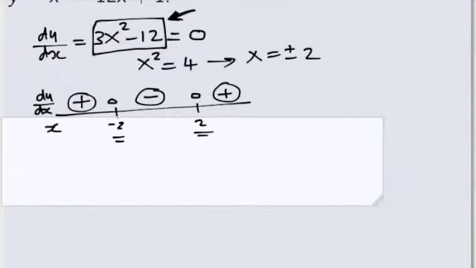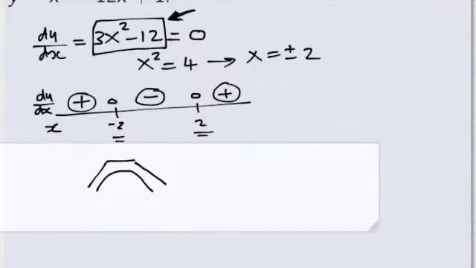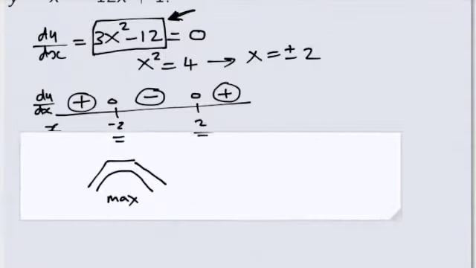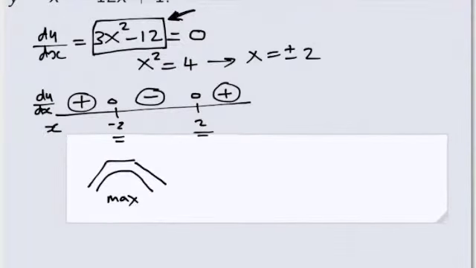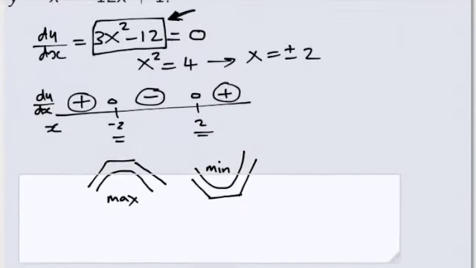Now to determine the nature of the stationary point at minus 2, the gradient is positive to the left of minus 2, 0 at minus 2. The gradient is negative to the right of minus 2. So clearly at minus 2 we have a maximum. And at 2, to the left of 2, the gradient is negative. At 2, gradient is 0. To the right of 2, gradient is positive. So clearly at x equal to 2, the stationary point is a minimum.